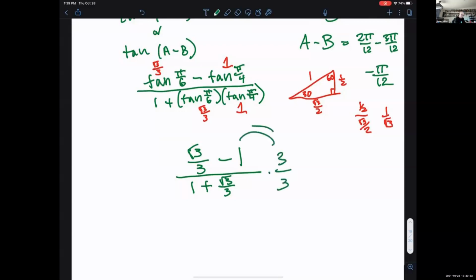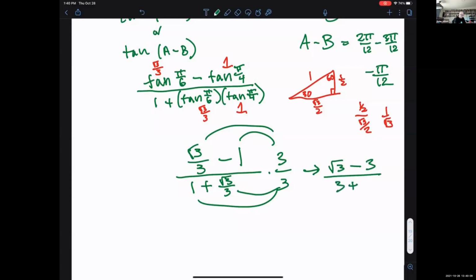If I multiply everything in the top and the bottom by a 3, root 3 over 3, the 3's cancel, and I get square root of 3 minus 1 times 3. And then on the bottom, 3 times 1 is 3. And again, the root 3 over 3, the 3's cancel, and I get root 3.